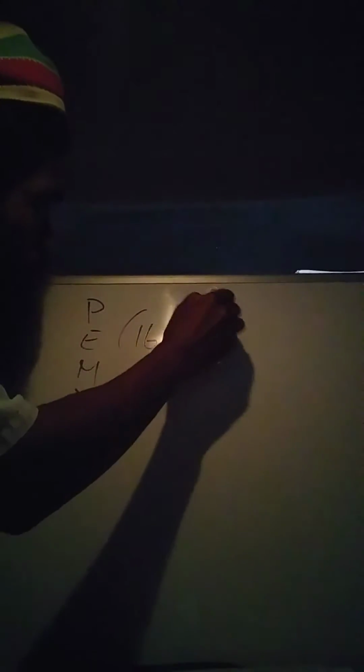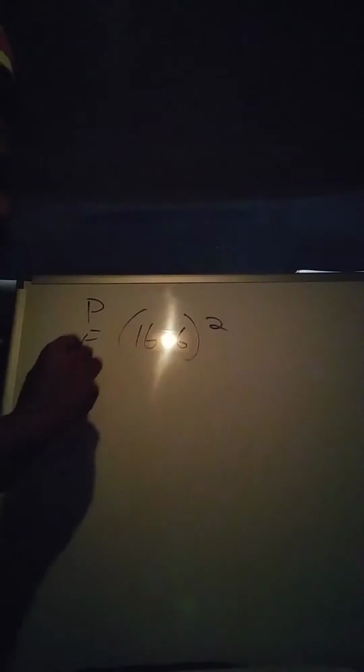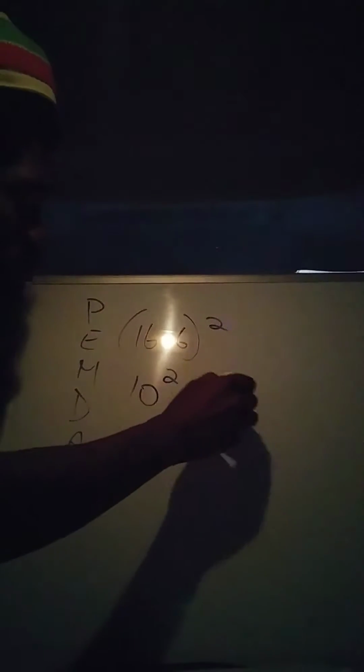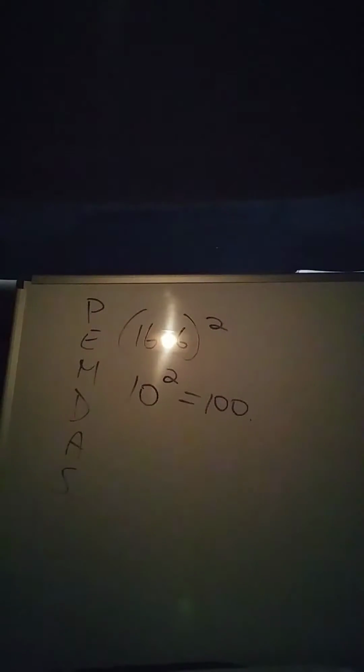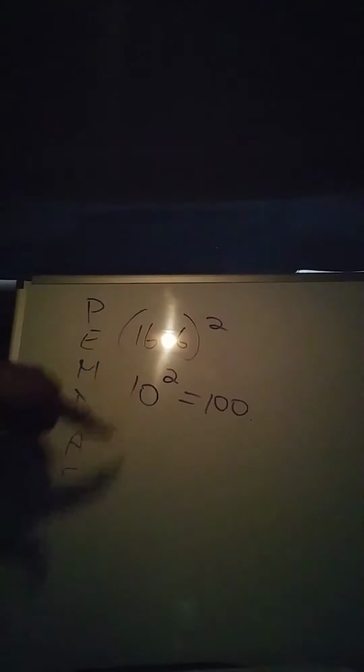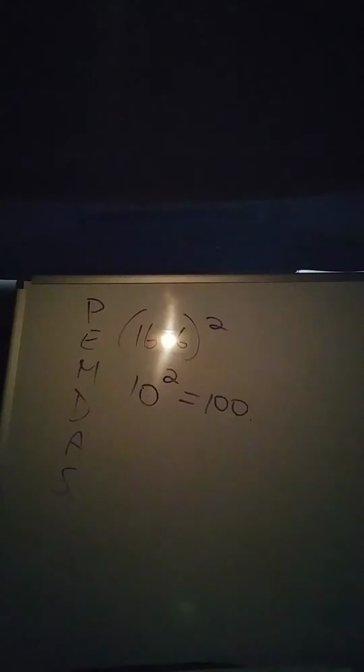So, for example, if you have a question that says (16 minus 6) squared, right? 16 minus 6 is 10, so you're basically going to have 10 squared, which is 100, right? So you do the parentheses first, right? Then you do the exponents, right? And so on and so forth, okay?